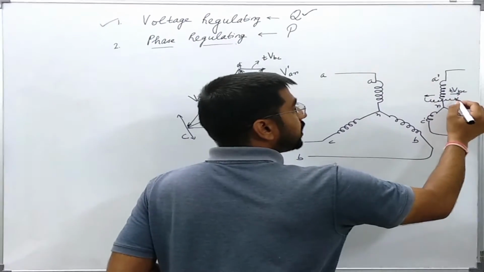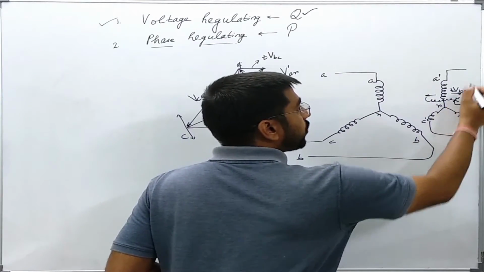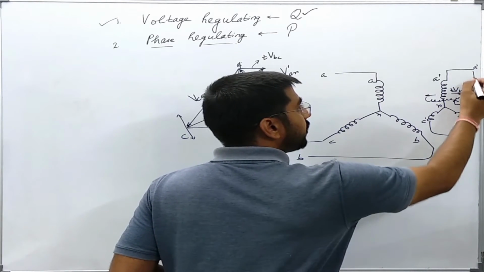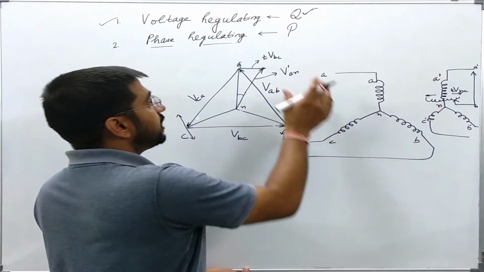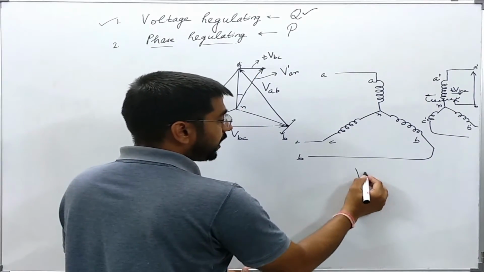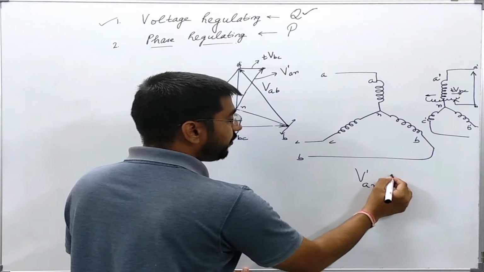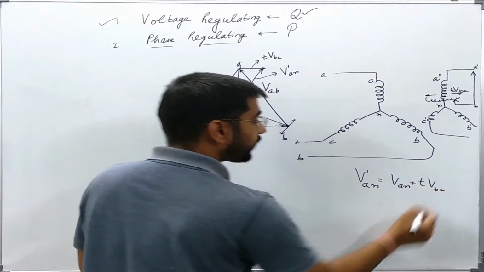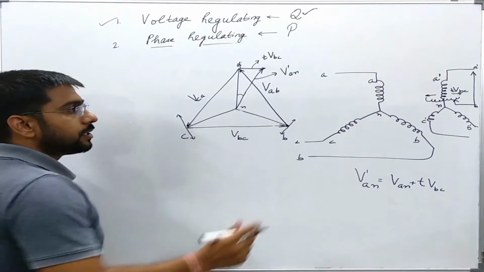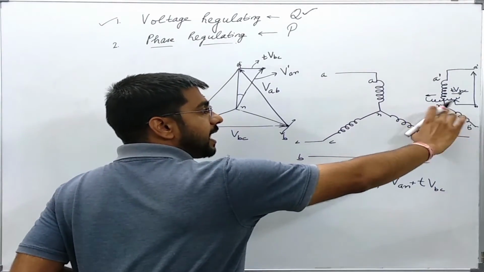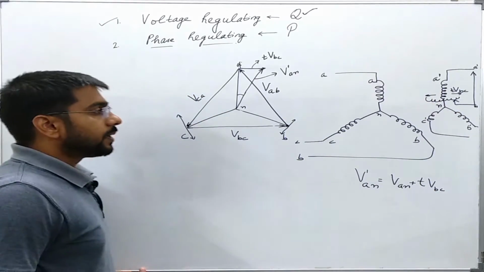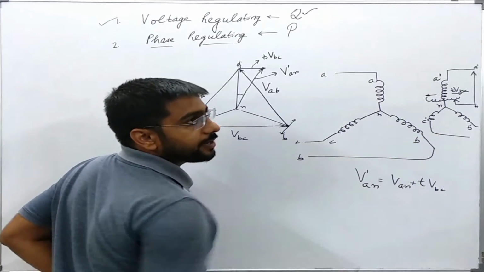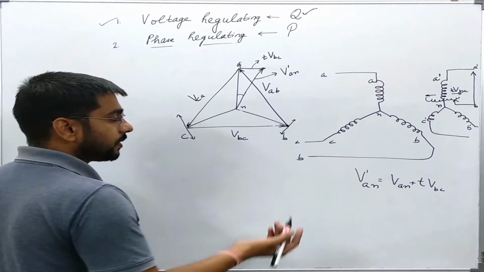Now the voltage across these two points, A prime and N, will be this voltage. VAN prime will be VAN plus T VBC. Okay, similarly for other phases I can do a similar thing, that is I will add or subtract any quantity which is in quadrature phase to the original phasor.